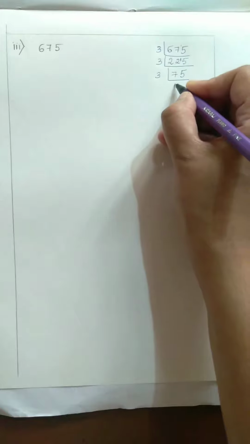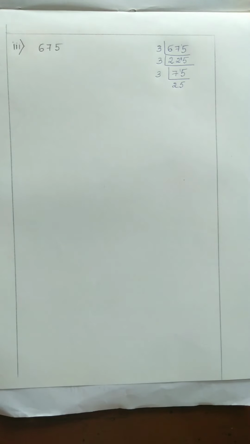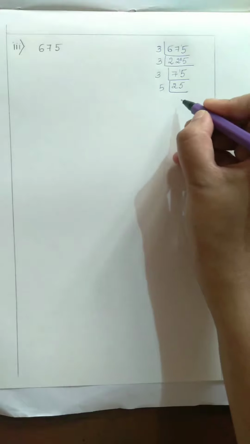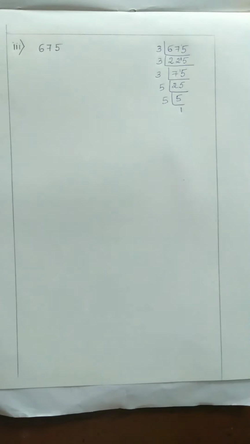3 2s are 6. 7 minus 6, 1 is remaining. 3 5s are 15. So we have 25 now. 5 goes by 5. 5 5s are 25 and 5 1s are 5.